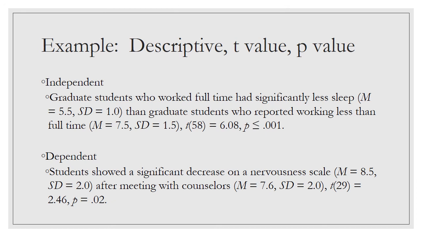The same structure holds for a dependent sample t. Students show a significant decrease on a nervousness scale. The mean equals 8.5, the standard deviation equals 2.0 after meeting with counselors. So before they met with counselors, they had an average of 8.5 on the nervousness scale. After, they had a value of 7.6, standard deviation of 2. And that t for 29 degrees of freedom was equal to 2.46, which had an associated p-value of 0.02. This is just how we would report our descriptive statistics.